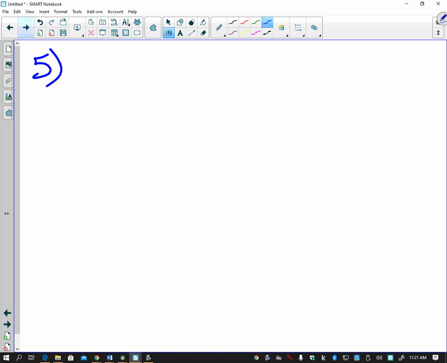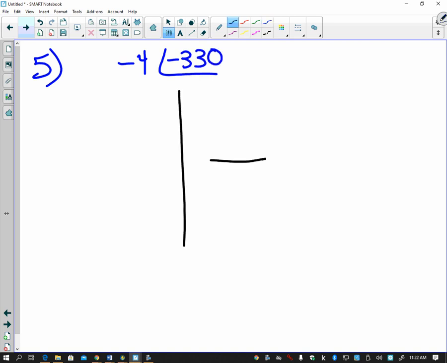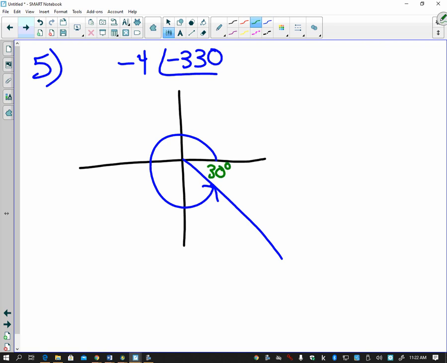5. We got -4, 330. We want rectangular coordinates. So I'm going to take the lead on this. All right. -4 is my hypotenuse. 330, that's clockwise degrees, correct? Okay. So that's bringing me around here. 330 degrees, which means my reference angle is 30 degrees, right? Yes? And my hypotenuse is -4.